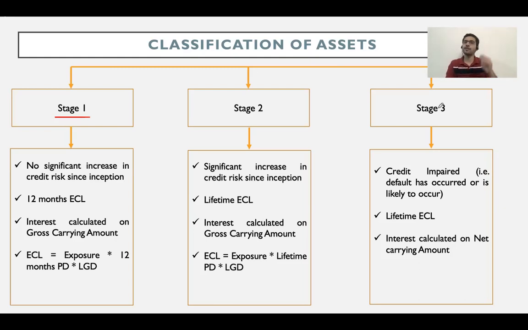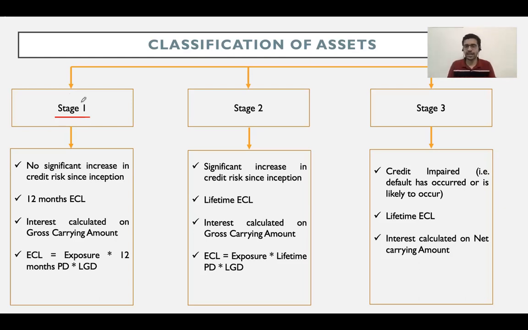Let me repeat. On the first day, let us say I've given you a loan of $100 million, continuing the example of the loan to Mr. X. I gave a loan of $100 million today. Today is, let us say, the 13th of January 2022. On 13th January 2022, I have given a loan to Mr. X, and that is my on balance sheet exposure of $100 million. That will by default fall under the stage 1 category.